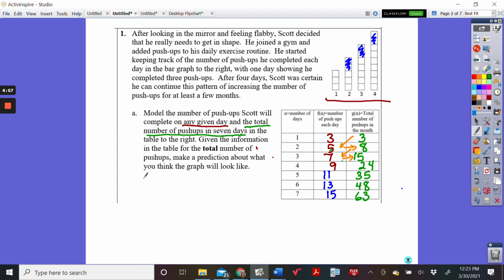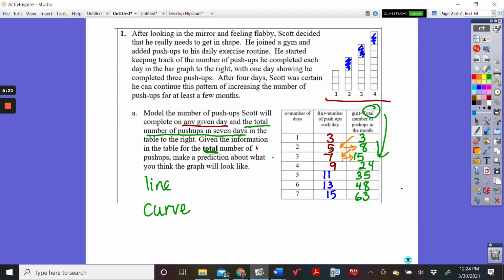So either the graph will be a line, or a curve. That's the first thing to think about. It's either a line or a curve. Which one do you think it is? Now, if we were talking about f of n, we are talking about total. It said total, bolded it. So we are talking about total, so we're talking about this column. Will it be a line or a curve?